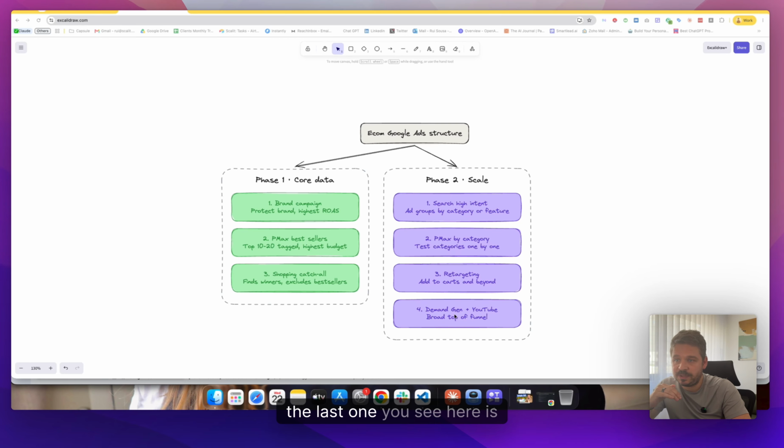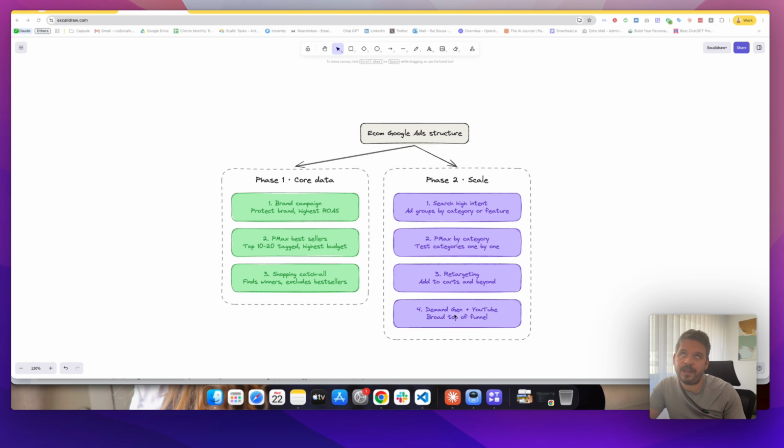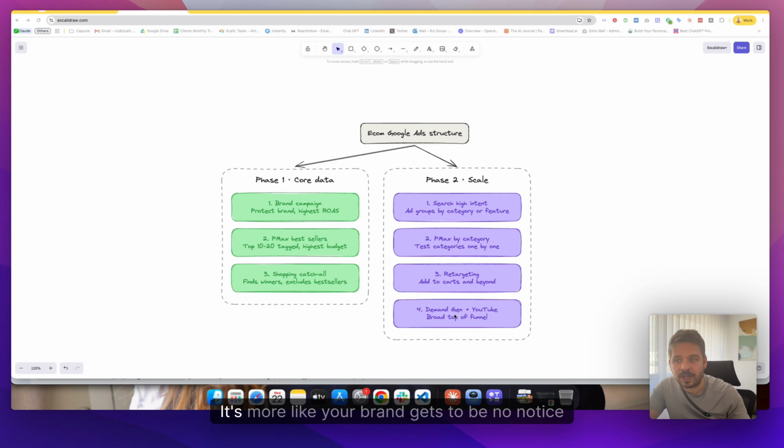And last but not least, the last one you see here, I think, is the most advanced level, which you normally use when you are spending like 10K or more a day. Basically on Google, you will reach a ceiling, okay? There is a certain amount of demand for the keywords, people searching for it. And when you spend a lot of money per day, we see on our clients that now you also need to feed the top of the funnel as brand awareness. It will reach a point where it's no longer about cold people. It's more like your brand gets to be noticed on the web. It has to be reaching everyone.